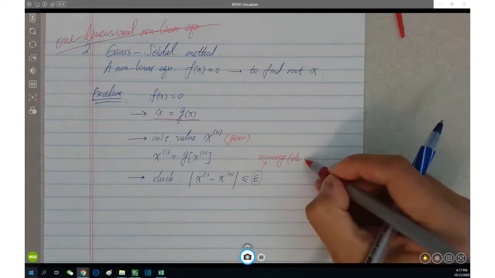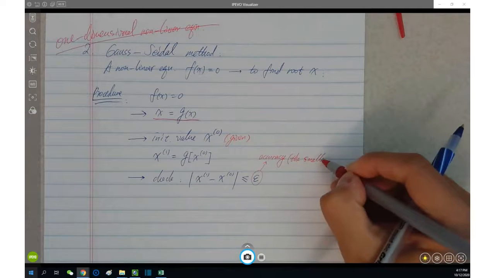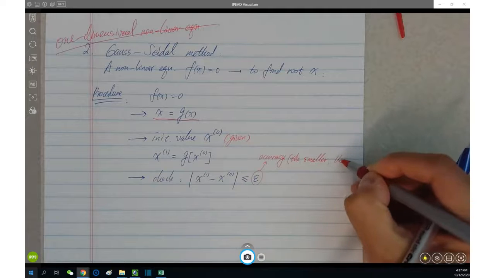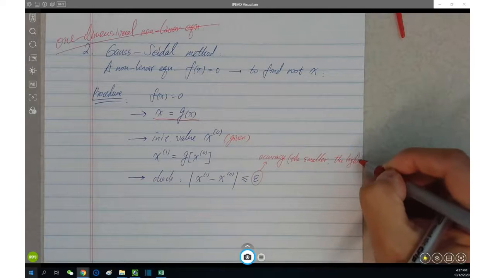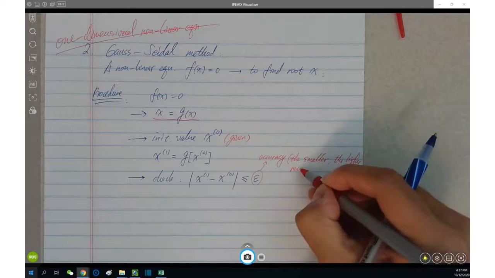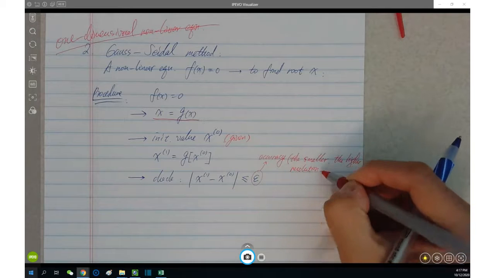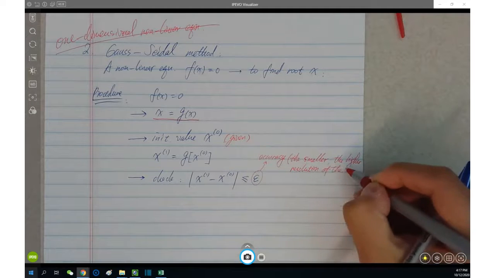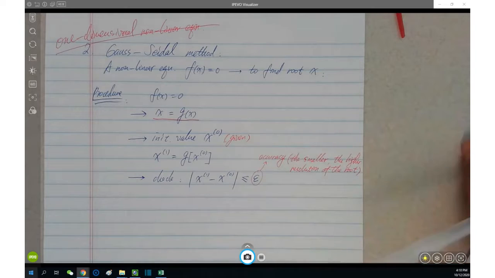It's called accuracy. The smaller, the higher what? Resolution of the root. Does it make sense? The smaller the accuracy value you choose, the higher the resolution you can receive for your root, from your solution.